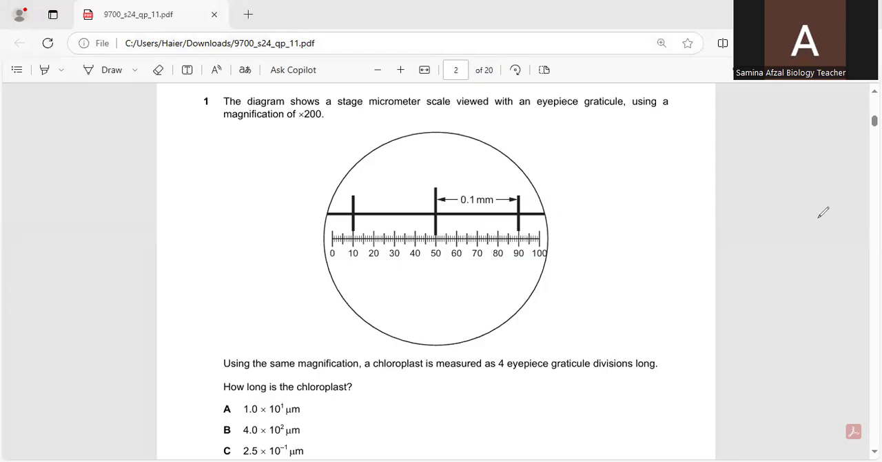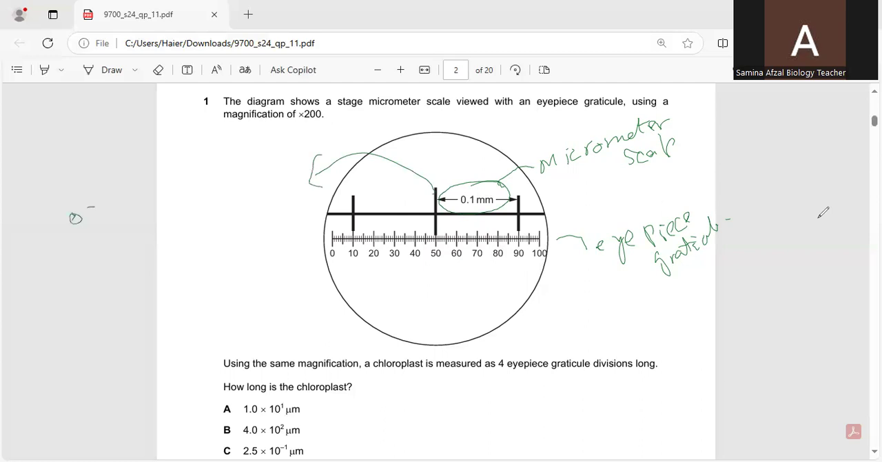Here you can see the micrometer scale, and the lower one is the eyepiece reticule. So we have to calibrate these two values of micrometer and eyepiece reticule. The eyepiece reticule value is 0.1 millimeter. We have to convert this 0.1 millimeter into micrometer.